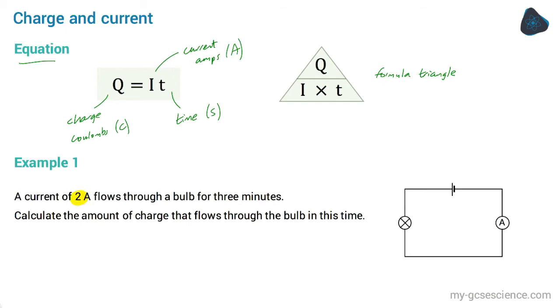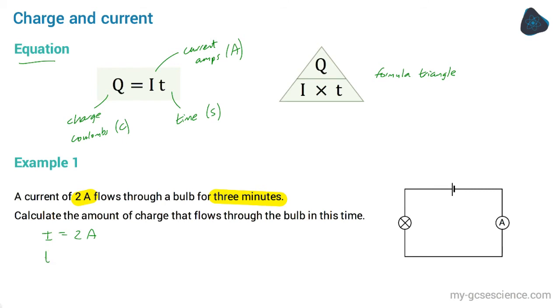The current is 2 amps, and it's flowing through our bulb for 3 minutes. Right, let's get going on the actual solution now. Just writing down the values which we have so far. I, for current, has a value of 2 amps.